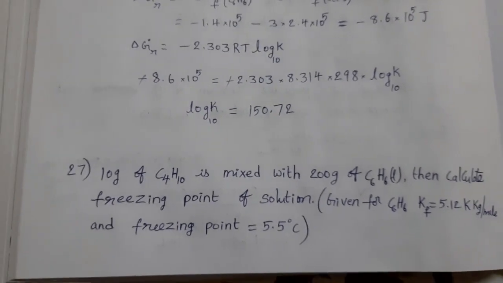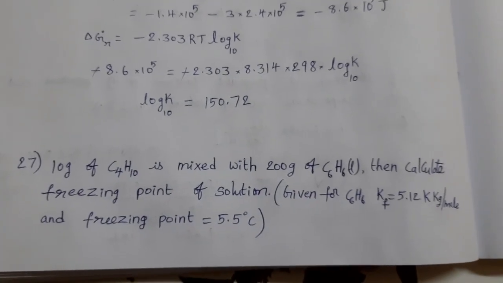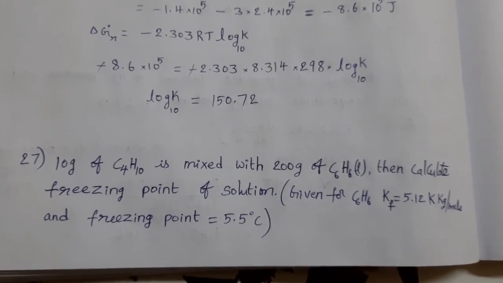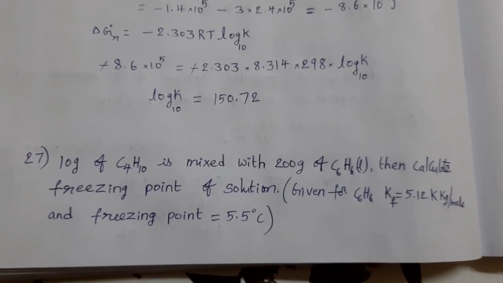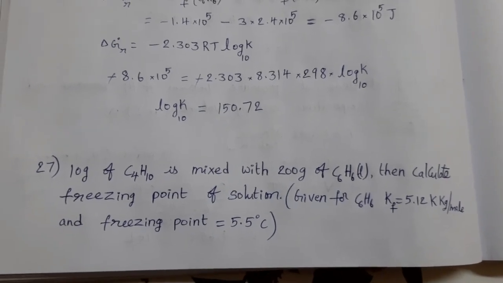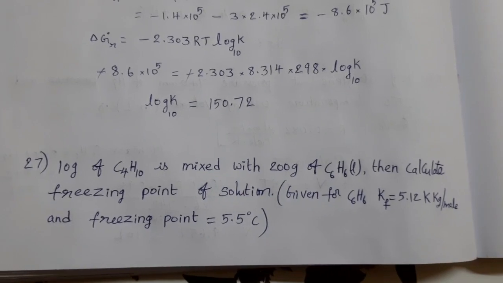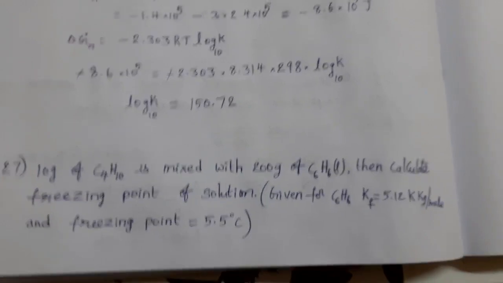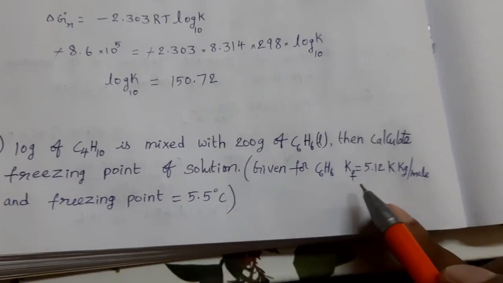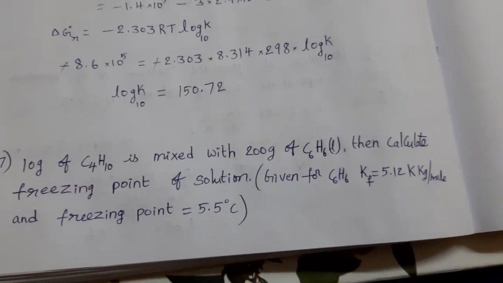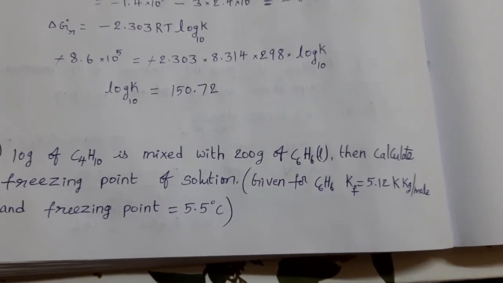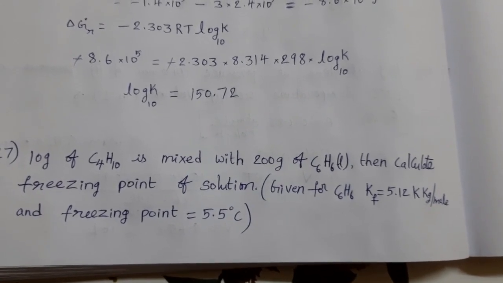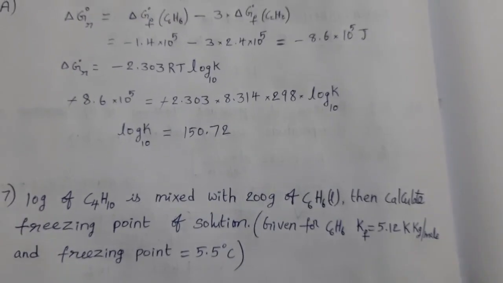See the next question. 10 grams of C4H10 is mixed with 200 grams of benzene C6H6. Then calculate the freezing point of the solution. Here C4H10, butane, is mixed with benzene. Then we have to find out the freezing point of the solution. Given for benzene, Kf value is 5.12 Kelvin kilogram per mole, and freezing point of benzene is given as 5.5 degrees Celsius. So write down the given values.